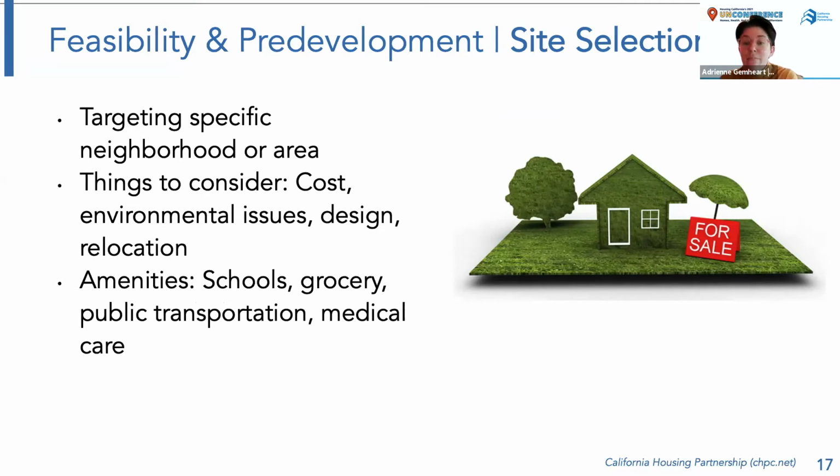Does the land have any environmental issues that make it very difficult to develop on? What kind of design limitations will there be on that site? Are there any relocation requirements, either commercial or residential? And what do the amenities look like? Are there schools nearby, grocery stores, public transportation, medical care? While all these are very important to consider for the residents who will be living on site, it also is important in securing financing, as it is required for many funding sources to have amenities nearby.